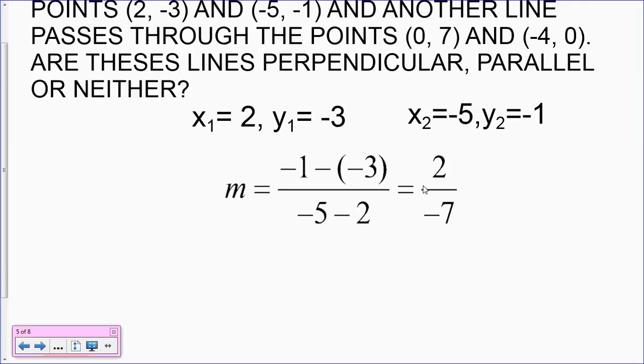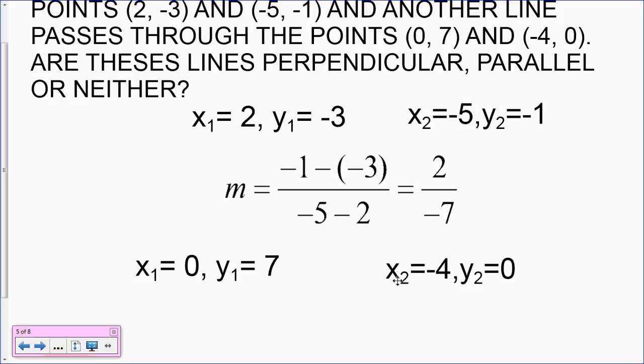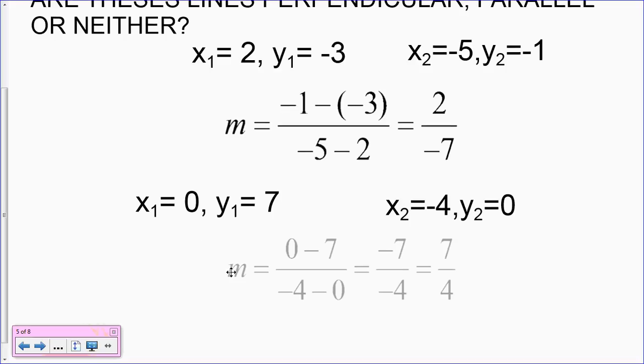So I'm going to go on to the second line. I've got x1 equals 0 and y1 equals 7. The other one, I get x2 equals -4, y2 equals 0. I plug them in to my formula, so 0 minus 7 gives me -7, and -4 minus 0 equals -4. Simplify it, I get 7 fourths.